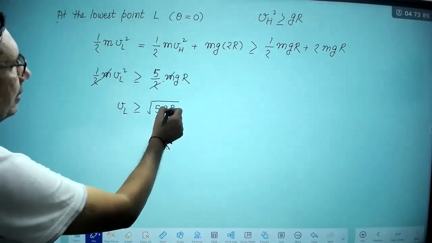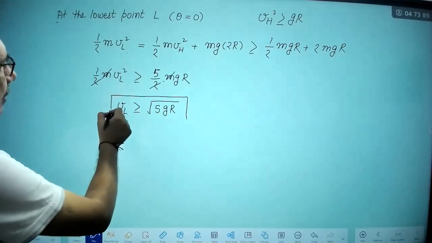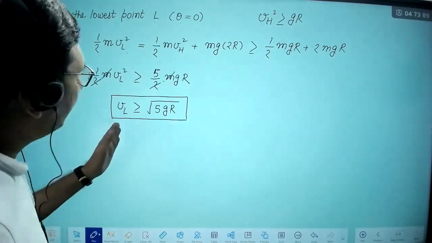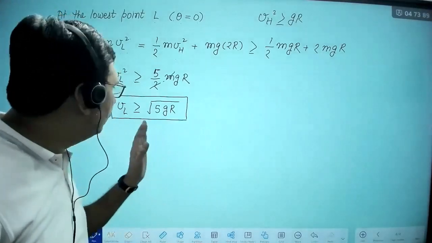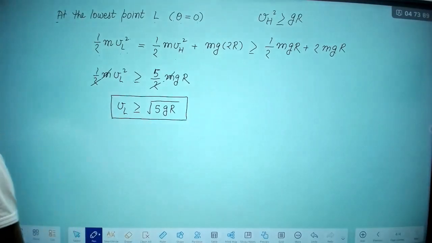This should be root 5gr. So at the lowest point, if you want the particle to complete the loop, we have to give a velocity at the lowest point that should be equal to this or greater than this. So the velocity at the lowest point that should be given to the particle should be this one. Is it okay?